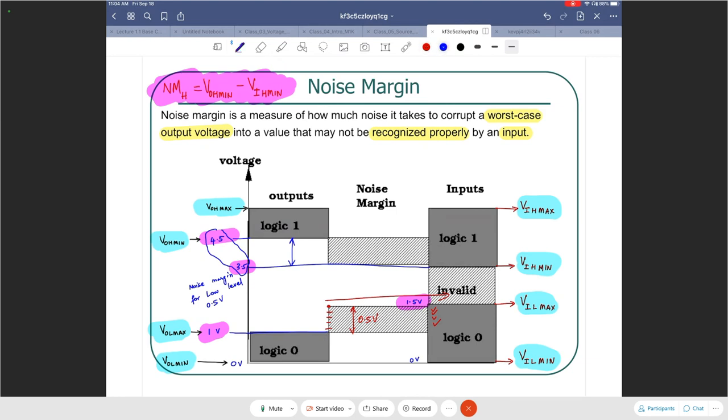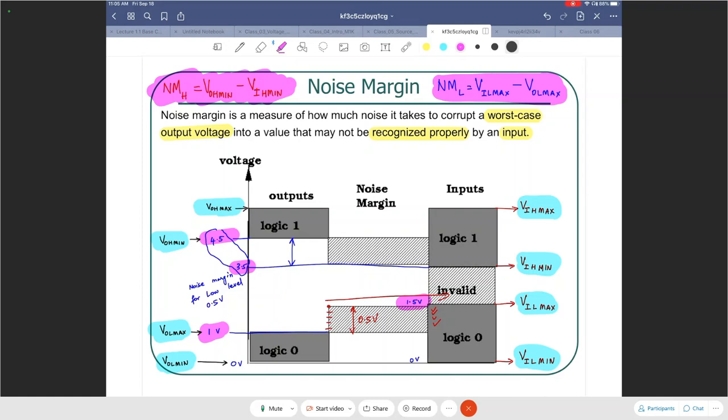Next, for the low level, I will write here noise margin for the low level. Let's see. What should I do here? V input low maximum minus V output low maximum. VIL max, VOL max. Perfect. That's it. If I know those 4 values, I can find the noise margin for the low level and for the high level. I'm fine. That's your noise margin, right?